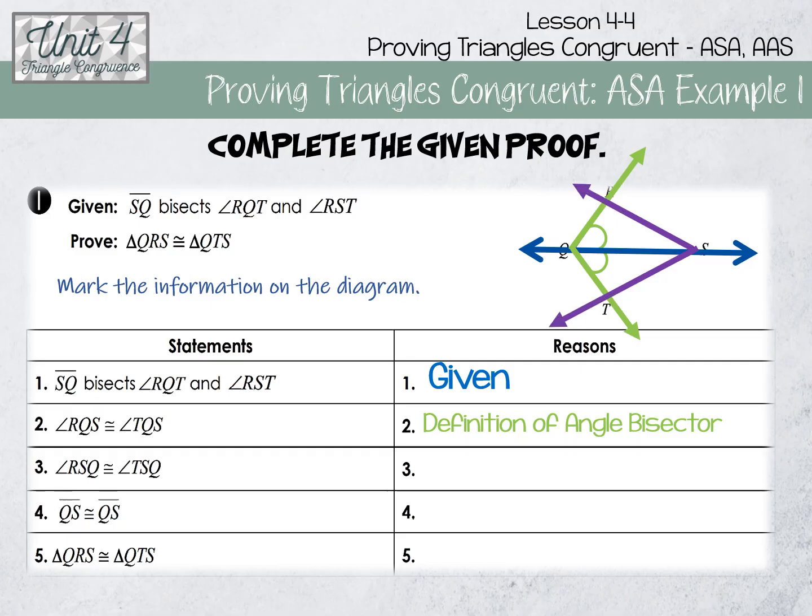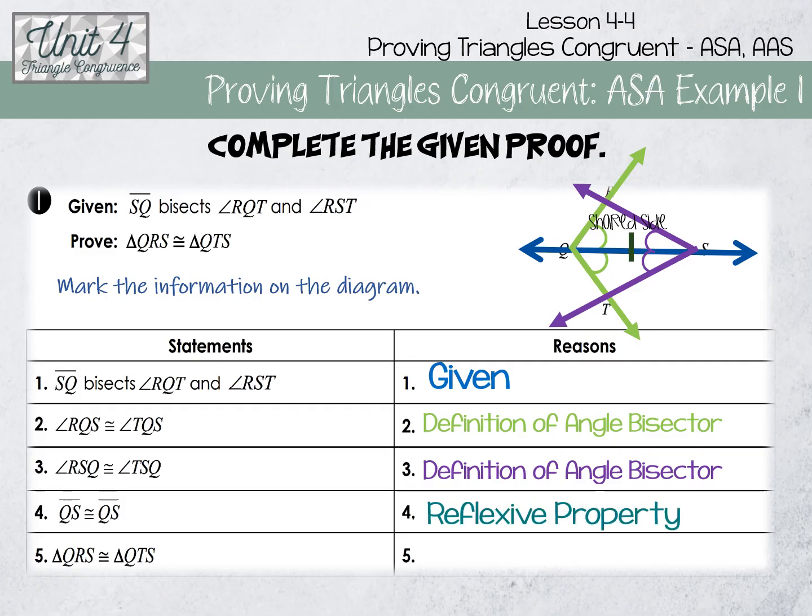It also tells us this angle, RST, is bisected by that same segment. I drew a line, doesn't matter. Definition of angle bisector, and of course we have our shared side, reflexive property. And there we go. We have two sets of angles. The side is in between. So it's angle, side, angle, congruence theorem.